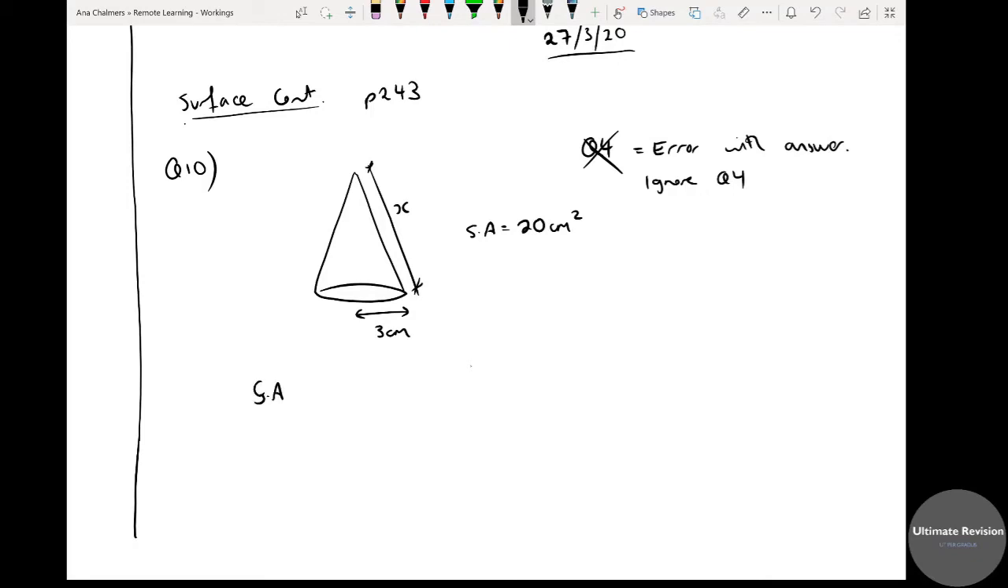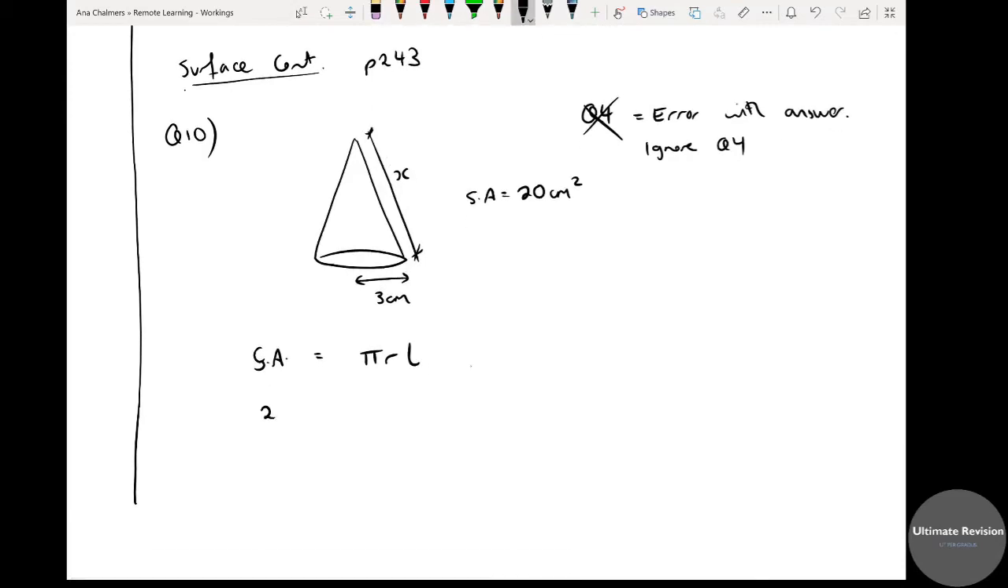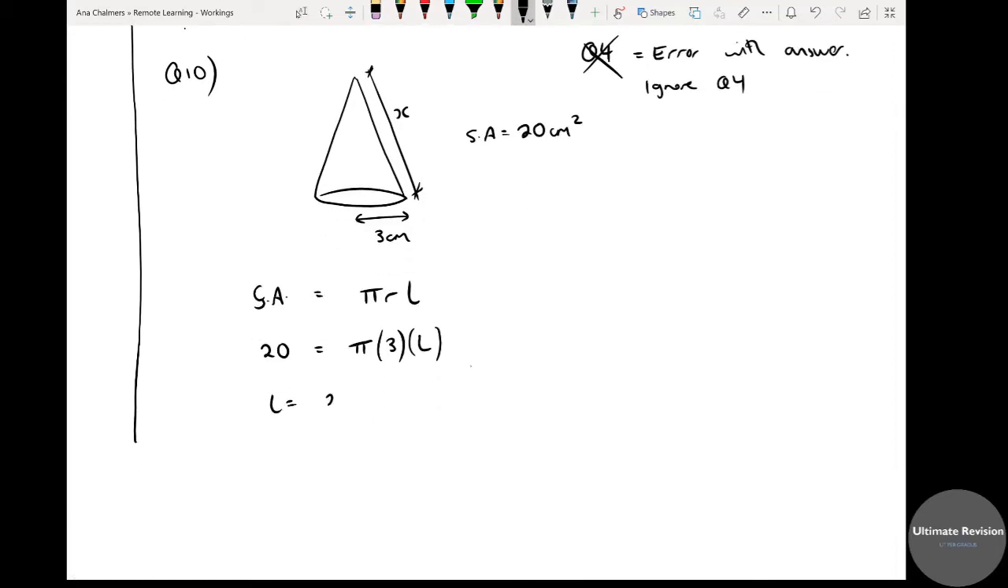Well, we know the formula for a cone. The curved surface area is pi r l. So I know it's 20, I know the radius is 3, and l is the slanted height. So I just need to rearrange that equation. So l is going to be 20 over 3 pi, which, if I do that in my calculator, 20 divided by 3 pi is 2.12 centimeters to 2 dp. Okay, so that's question 10.